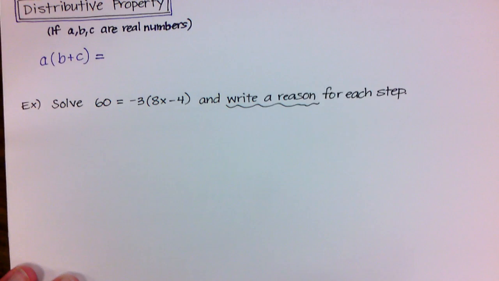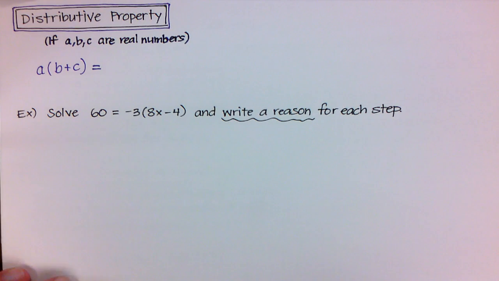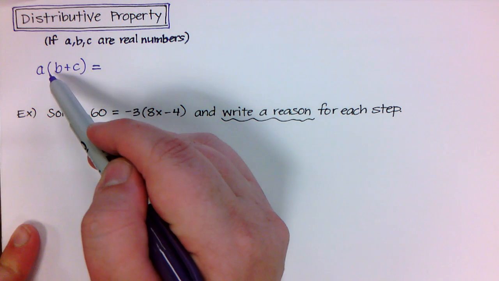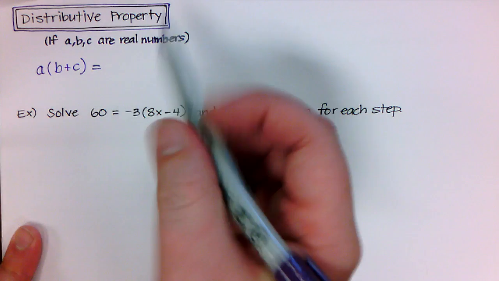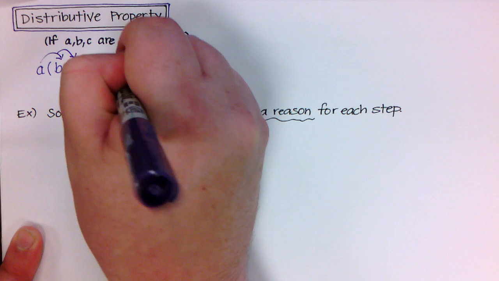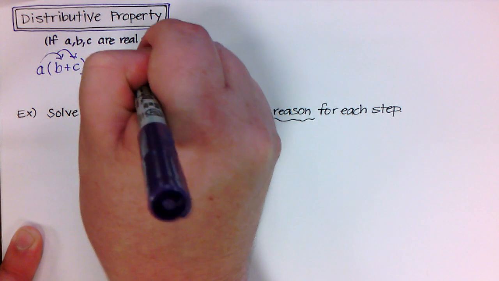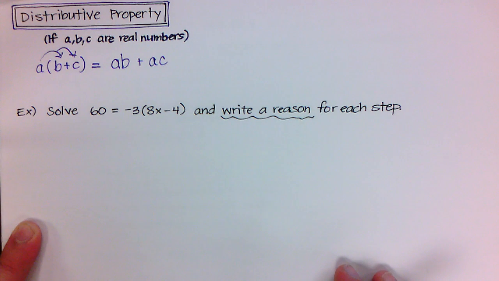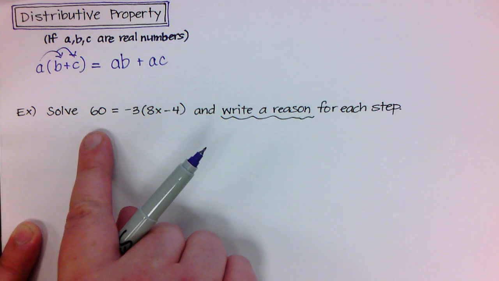Moving on, we're going to look at the distributive property. So this is another one that you've worked with many times before. And we know for the distributive property, if A, B, and C are all real numbers, and I have A times the quantity of B plus C, I can rewrite this by using the distributive property, which means AB plus AC is the equivalent of this expression. Okay? So we're going to use that to help us justify solving this equation.